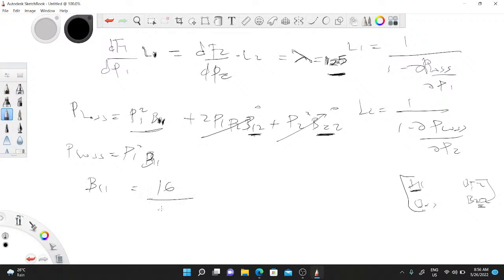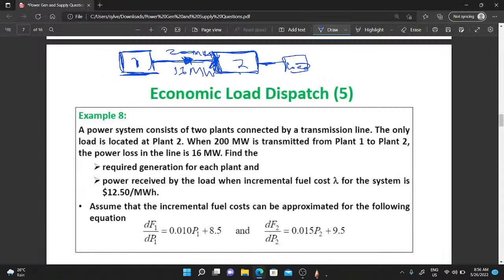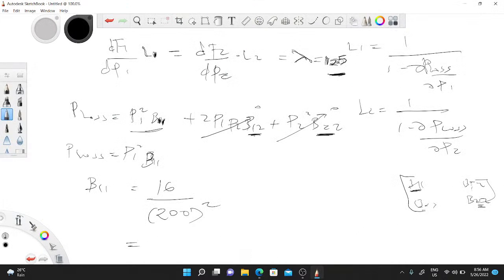They gave me the loss to be 16. Then my P1, the power transmitted, was 200. So I'll find 200 squared, and this will give me my B11 to be 0.004 per megawatt. Like this. Okay, so this is your B11.